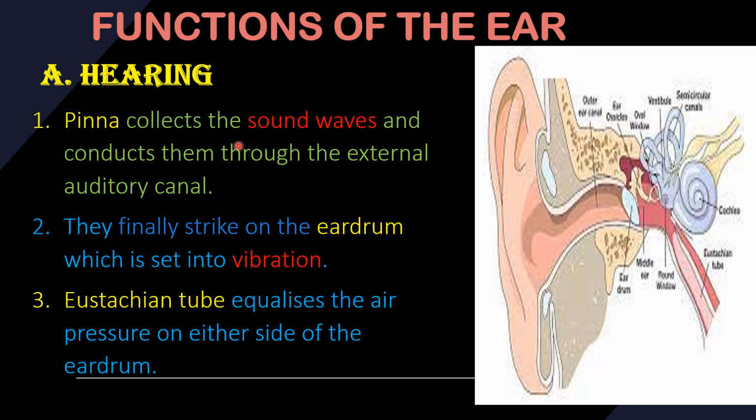First point, pinna collects the sound waves and conducts them through the external auditory canal. You can see here, what is the function of pinna? Pinna collects the sound waves and conducts them through the external auditory canal. They finally strike the eardrum, which is set into vibration. Then the eustachian tube equalizes the air pressure on either side of the eardrum. Here you can see.